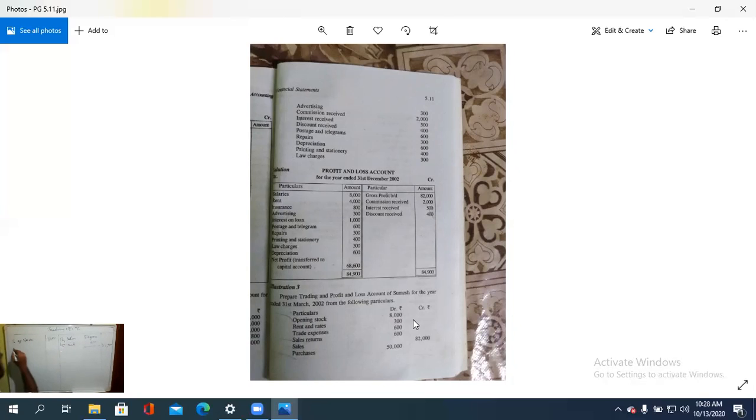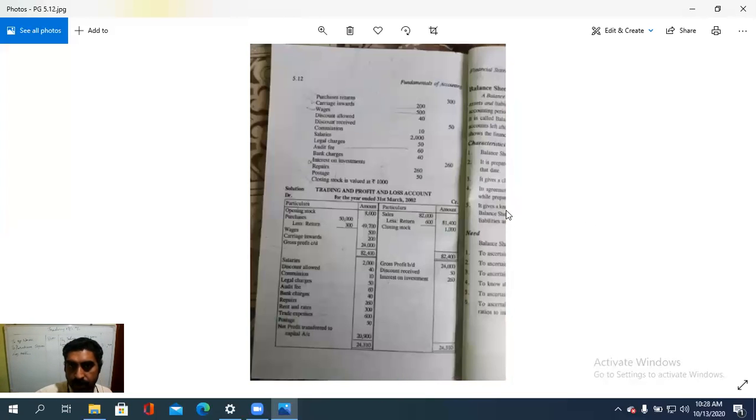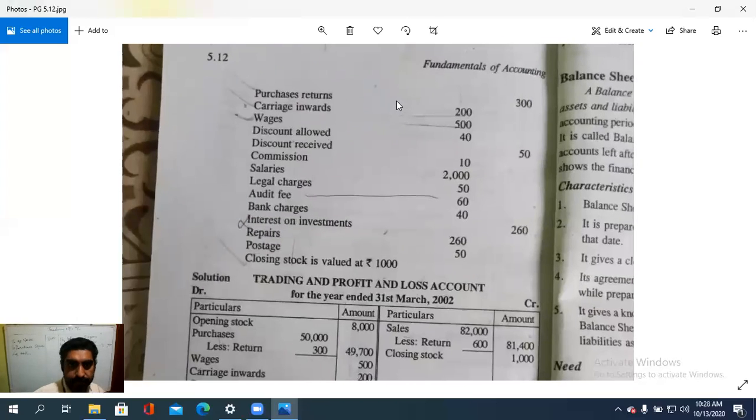Then to purchases, 50,000 less returns. How much is purchases? Purchase returns is how much? 300, isn't it? So 300 needs to be there. So purchase returns, what is that? 50,000 minus 3,000, so 49,700, isn't it?